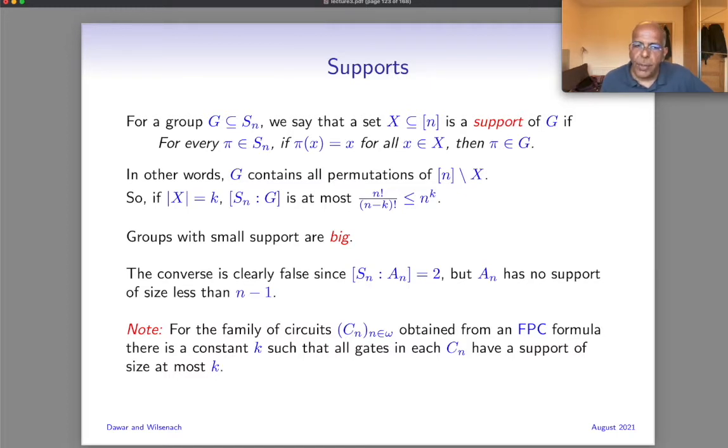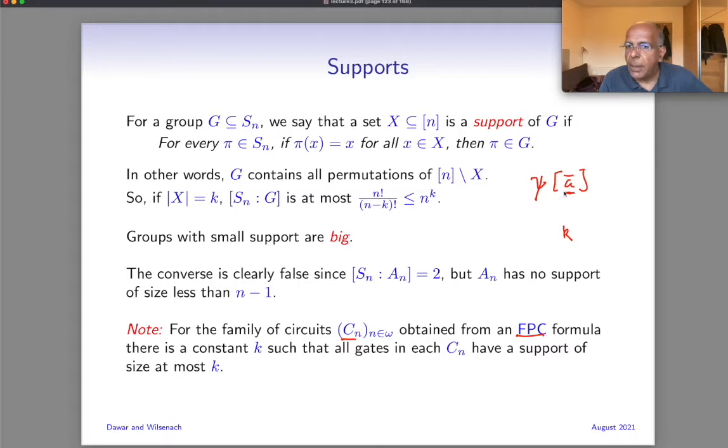What we aim to show is that if you look at the family of circuits, this is the easy direction, the family of circuits which are obtained from an FPC formula, all right, we know how to get from an FPC formula a family of symmetric circuits. Remember what the gates in the circuit look like. For every subformula of our FPC formula and every instantiation of the free variables of that, we have a gate. And we know for FPC there is a constant bound on the number of free variables in any subformula. So the length of this tuple is bounded by some constant k.